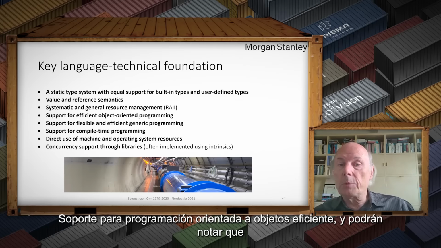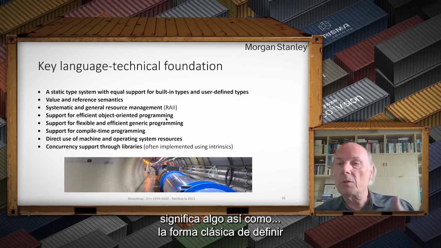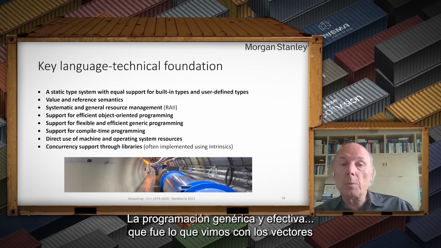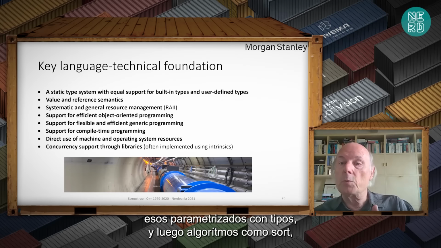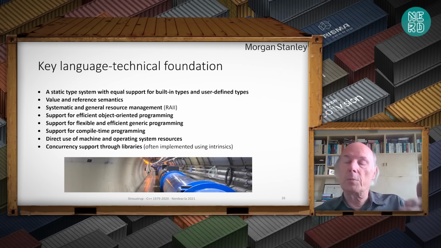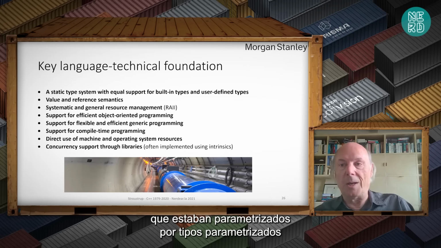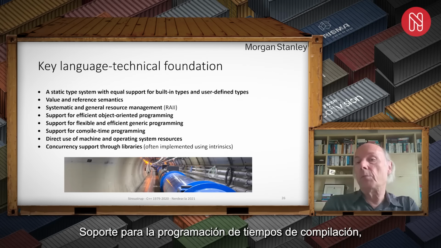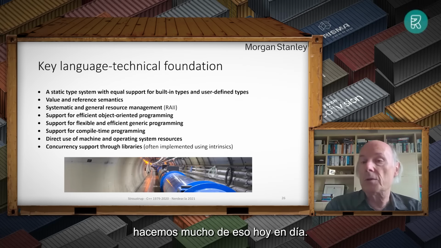Support for efficient object-oriented programming. Well, object-oriented programming means sort of the classical way of defining new types of type hierarchies. Flexible and efficient generic programming. What we saw with vectors, those parameterized with types, and then algorithms like sort that is parameterized by parameterized types and by actions that are done with it. Support for compile time programming. We do a lot of that these days.